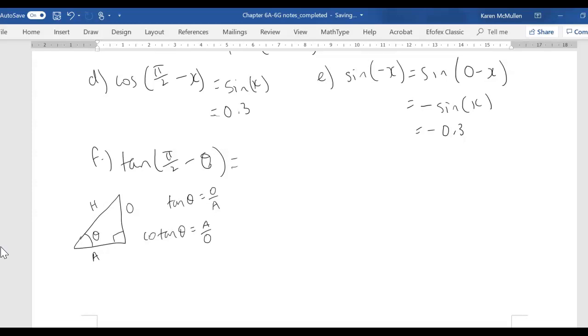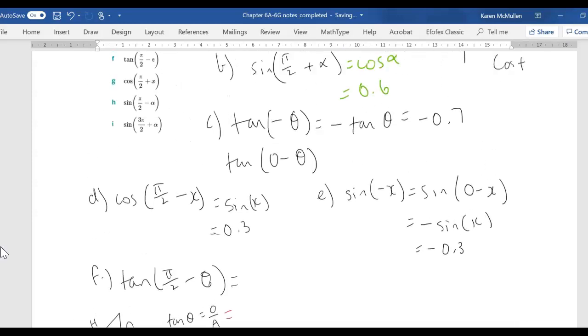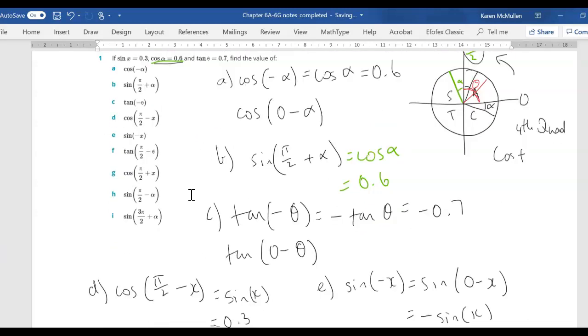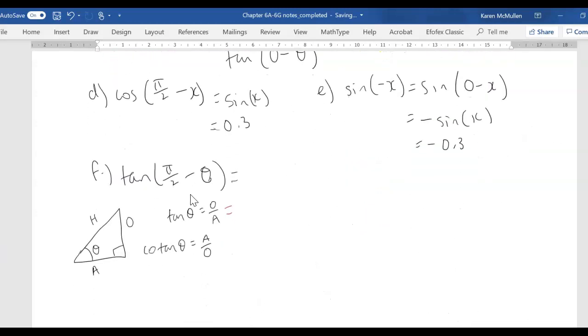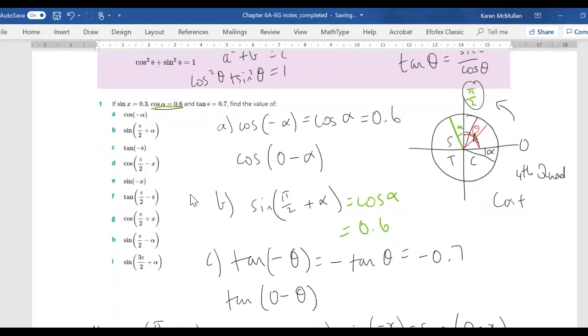So tan theta, in this case, is opposite over adjacent, and if we look back at our question, it's 0.7. If I was to write that as a fraction, it would be 0.7 over 1. We don't tend to write decimals in fractions, so I'm just going to convert that to integers. 0.7 over 1 is the same as 7 over 10. So cotan is just the reciprocal of that, so 10 over 7. So when you're doing F, it's cotan theta. You might want to add that in because it's not written in that little pink box there.